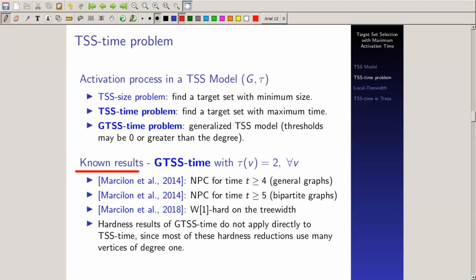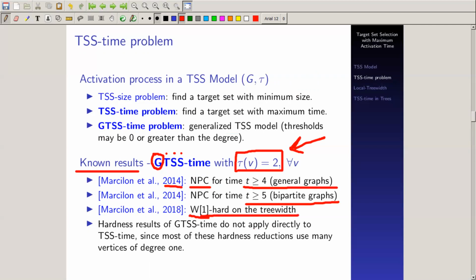Okay, some results on the GTSS time problem. G is from generalized; we allow threshold 0 or greater than the degree, when all thresholds are equal to 2. It was proved in 2014 that this problem is NP-complete for fixed time t at least 4 in general graphs and time 5 in bipartite graphs, and all thresholds are 2. And it was proved that it is W[1]-hard parameterized by the treewidth.